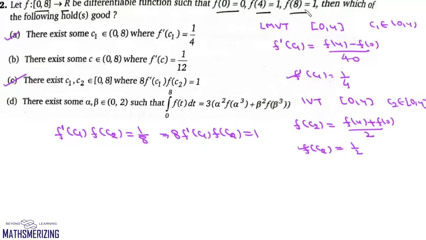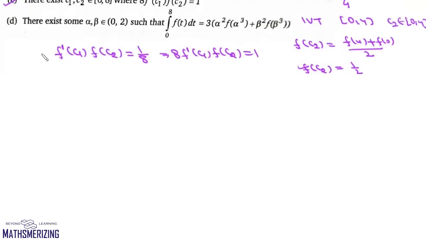Now using the given points, it is not possible to have 12 in the denominator. So that means this option B cannot be decided from this given data. Now what about this option D? It says that there exist some alpha, beta in the interval 0 to 2 such that this integral from 0 to 8 f t dt is equal to 3 alpha square f alpha cube plus 3 beta square into f beta cube.